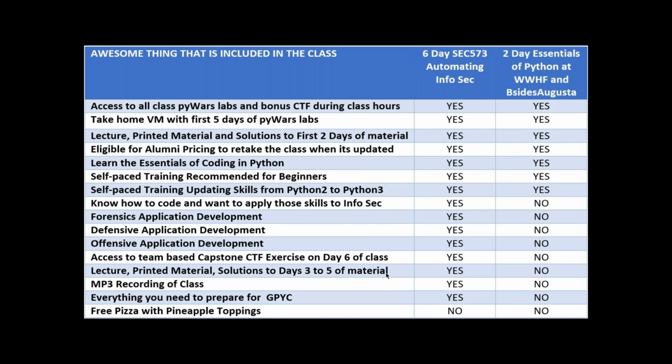Also in the 2-day workshop, you don't get access to the printed materials and the solutions for the pyWars challenges for days 3 through 5. You have the questions and you can still submit answers, and the server will tell you whether the answer is incorrect or correct, but you don't get my printed solutions of how I solve the problems for days 3 through 5. Of course, if you attend the full 6-day class, you get MP3 recordings of the entire thing. Those are not available for the 2-day class.